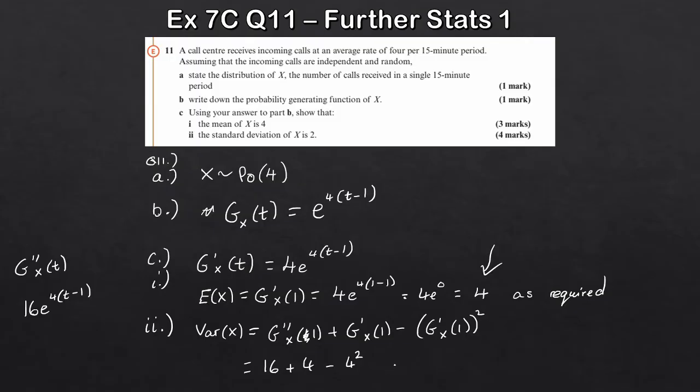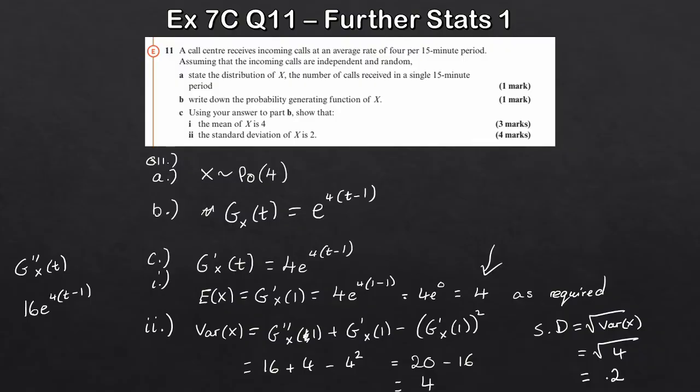Okay, so that's going to be 20 minus 4 squared, which is 16, so 20 minus 16, which is equal to 4. But we want the standard deviation, we've got the variance, so to get the standard deviation we just need to square root it. So using the fact that standard deviation is equal to the square root of the variance of x, which is going to be equal to the square root of 4, which we simply know is 2. Okay, so 4 marks for that.